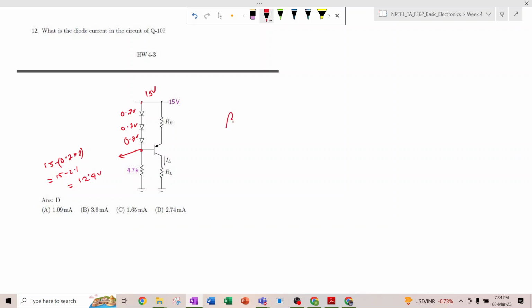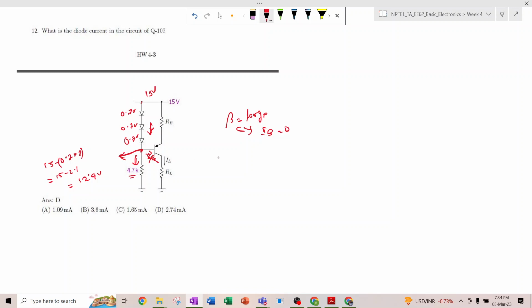We know already that beta is very large, that indicates the base current is equal to 0. So there should not be any IB flowing. Whatever current is flowing through the diode should always flow through this terminal, because the base current is equal to 0. So what is the current flowing through this terminal? It is 12.9 volt at this terminal.